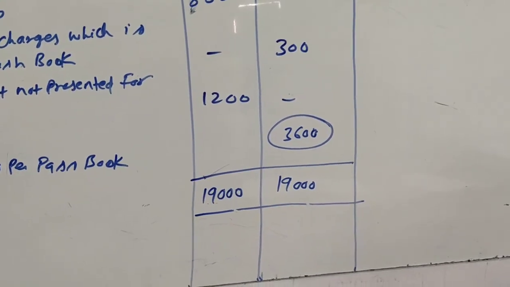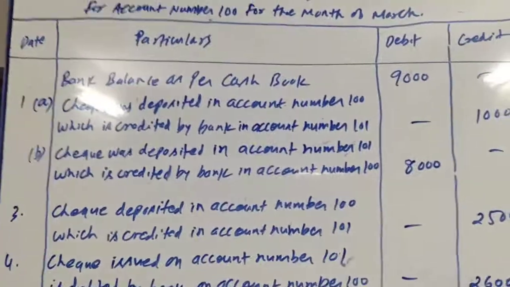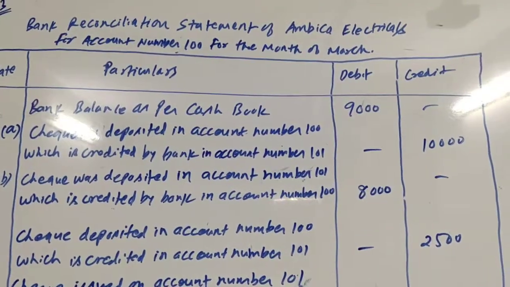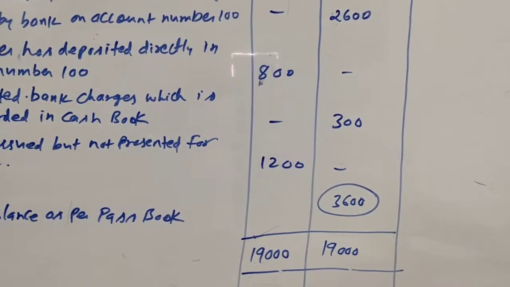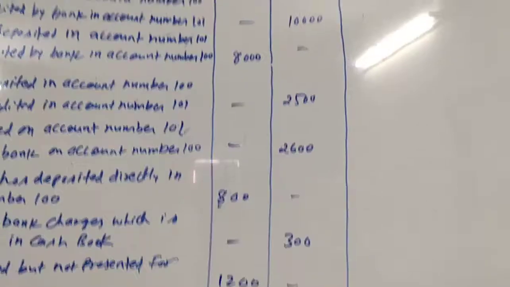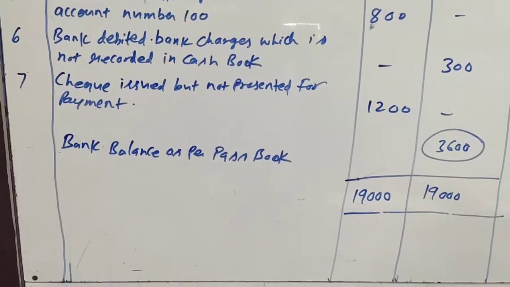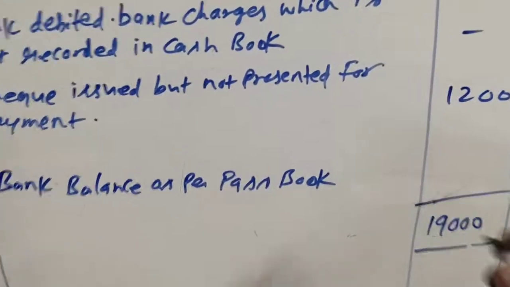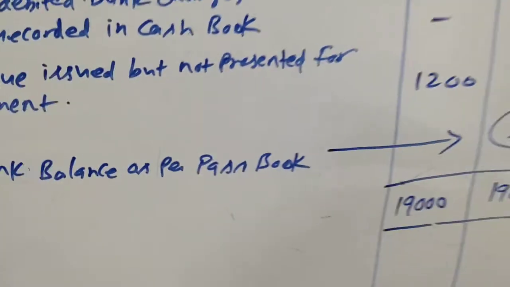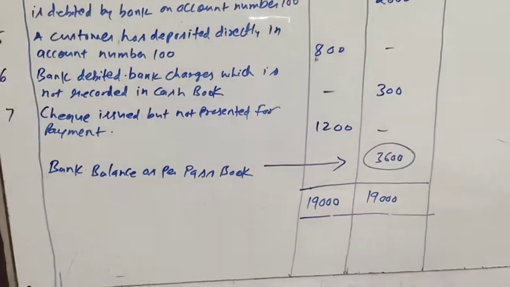Now this 3,600 is the difference. We have started from cash book. This difference will be the balance as per passbook. Now as it is at credit side, and we know credit balance as per passbook means bank balance. So here we have written bank balance as per passbook rupees 3,600. This one. Okay, you don't need to put this arrow, just to indicate the amount I have written here.